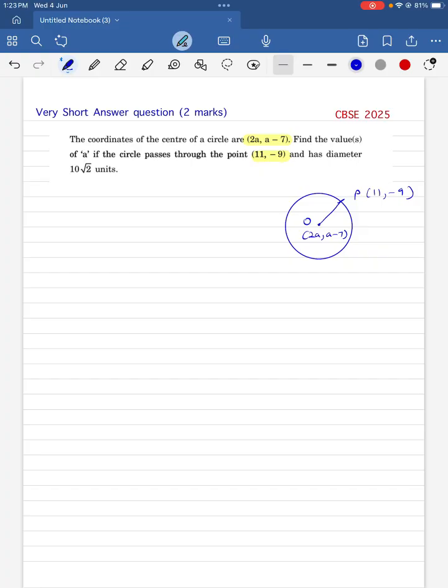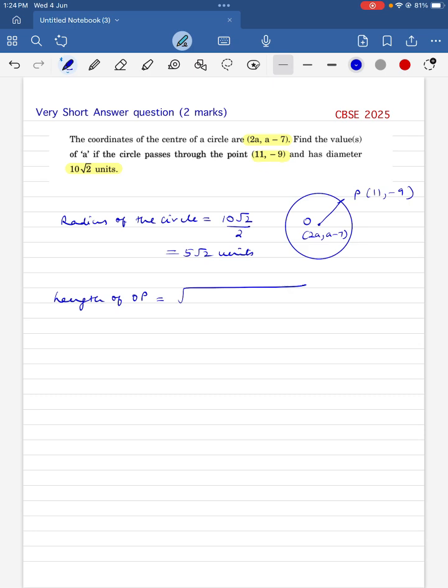Okay, now they've also given you the diameter of the circle in the question as 10 root 2 units. Now using that, let me find the radius of the circle first. So radius of the circle would be half the diameter. So that is 10 root 2 divided by 2, which is 5 root 2 units. Okay, now I can also find the radius of the circle using distance formula. If I can find the length of OP, I can find it using distance formula.